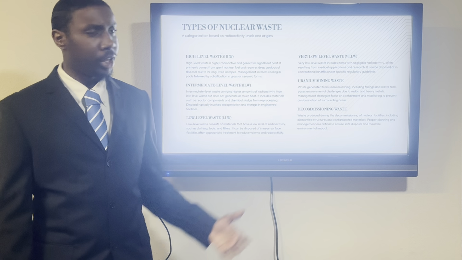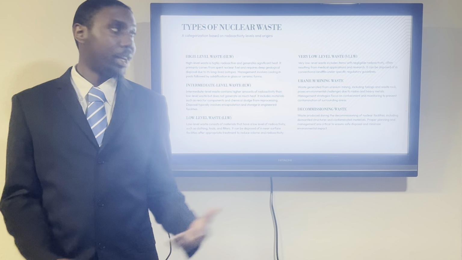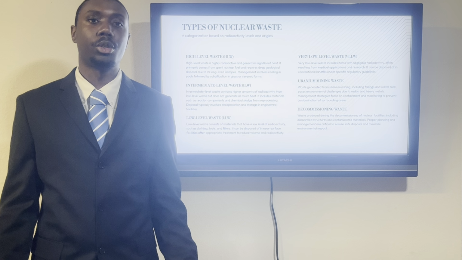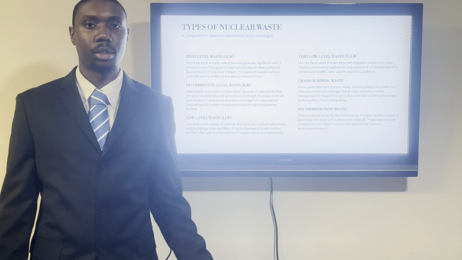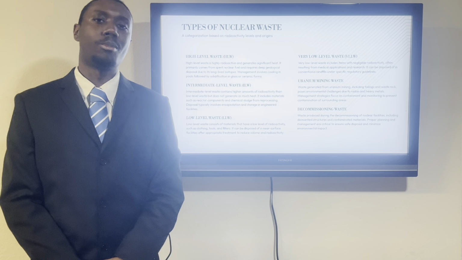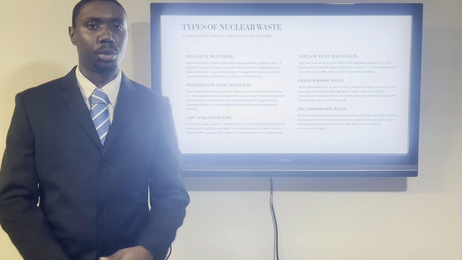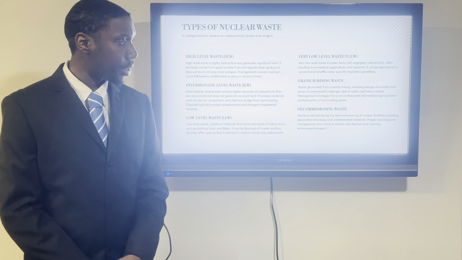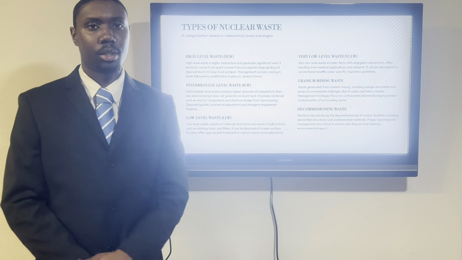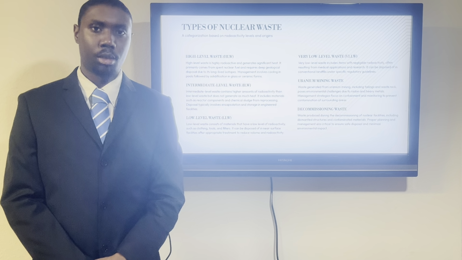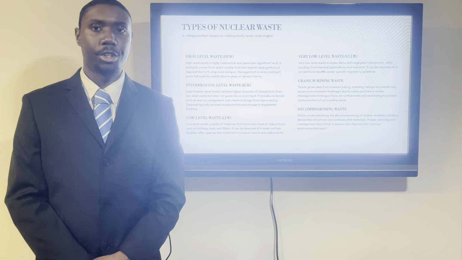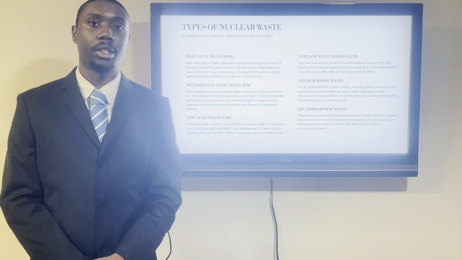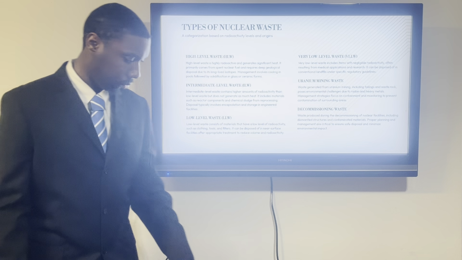Uranium mining waste consists of tailings and waste rock that can release radon and heavy metals. Proper containment and monitoring are very crucial to prevent environmental contamination. Lastly, decommissioning waste comes from dismantled nuclear facilities. Safe disposal of these materials is very crucial to minimizing long-term risks.